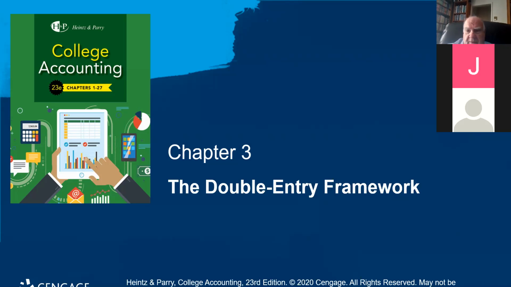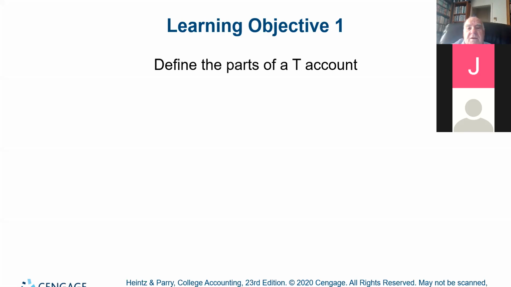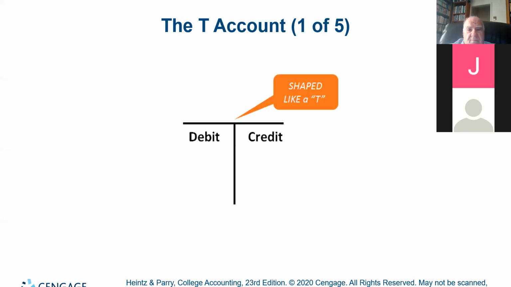Here we go. The double entry framework. T account. You've heard us talk about T accounts, huh? A T account. That's a T account because it looks like the letter T. It mimics the general ledger. This is what your general ledger looks like. Your general ledger is going to be a pair of T accounts, one with the daily activity and the other with a balance. Shaped like a T, debit side, credit side.